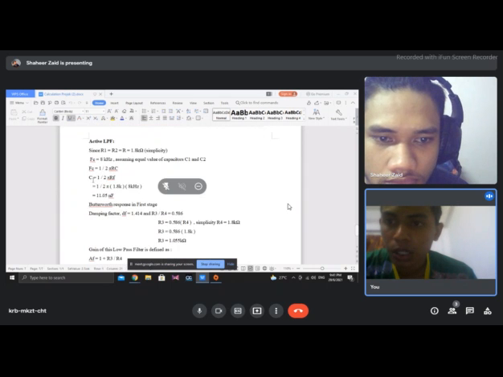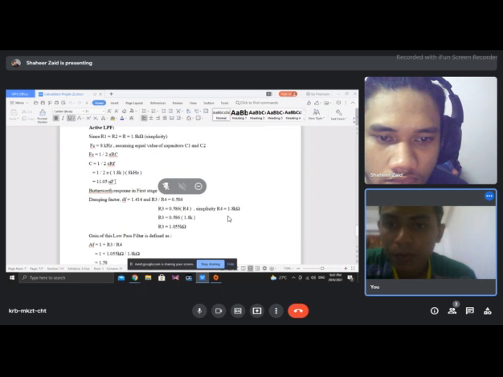So then we use the formula C equals 1 over 2 pi RF. For our resistance, we use 1.8 kilo ohm, and for frequency we use 8 kHz. Then we get 11.05 nanofarad.